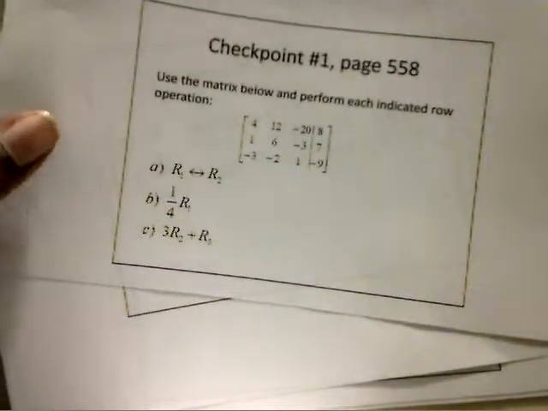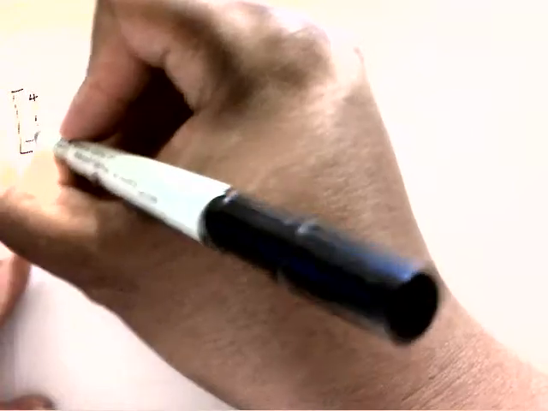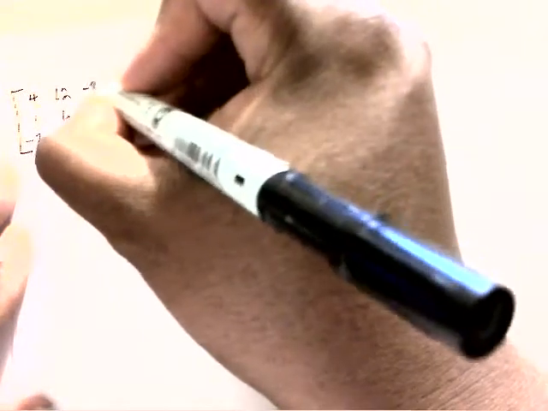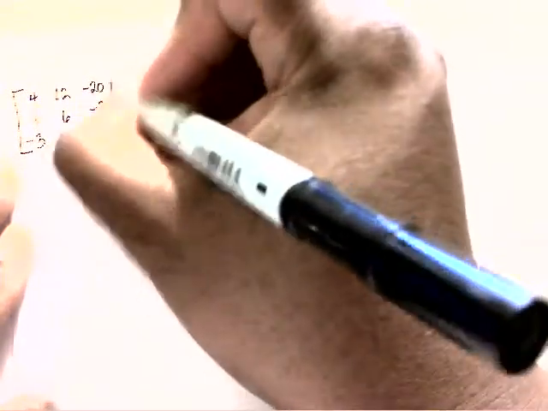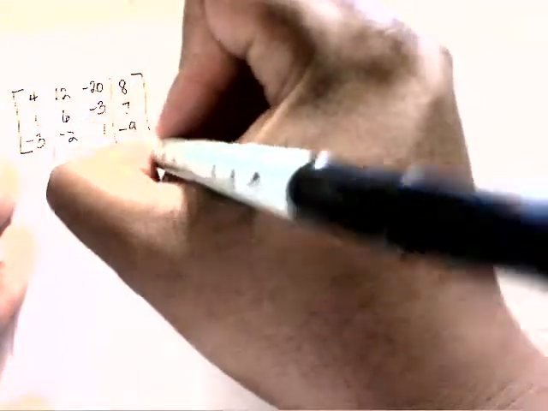Okay, so let me get a sheet of paper. Okay, so here is the matrix that we're dealing with. And I'm just going to write this column by column. 4, 1, negative 3, 12, 6, negative 2, negative 20, negative 3, 1, and then 8, 7, negative 9. So that's the matrix right there that we're dealing with.